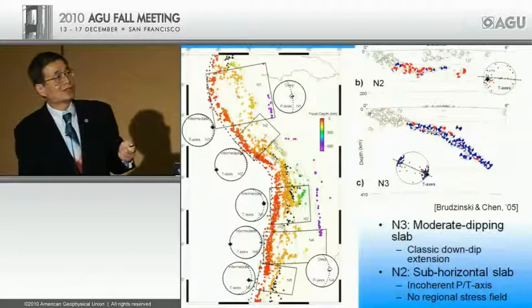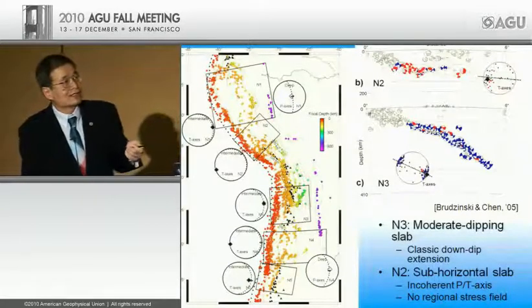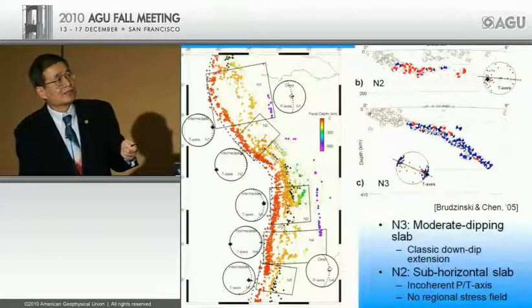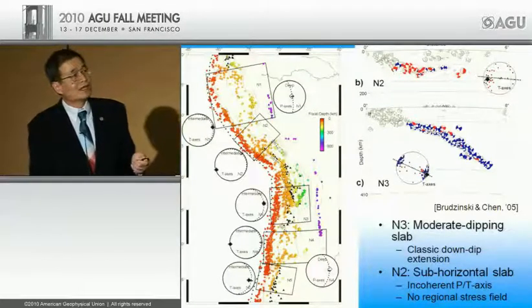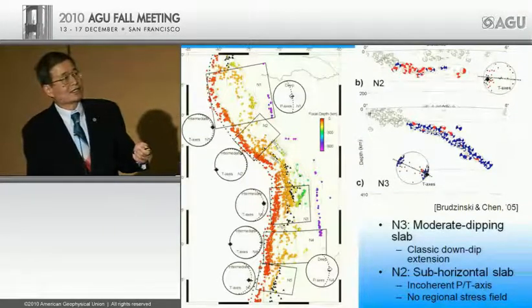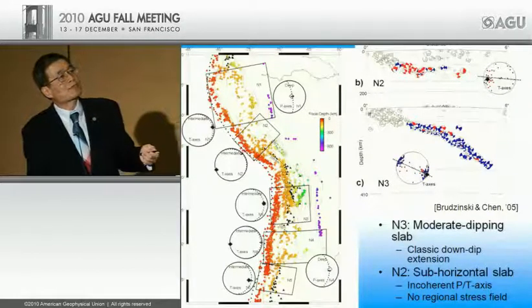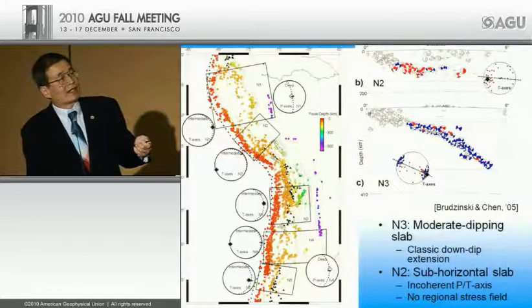Over here, I just showed 2 cross-sections, and 3 is this one over here. You see a modest dip of the Wadati-Benioff zone, and the conventional plotting here is the same as what I showed earlier for Tonga-Fiji. Okay, so you can see the T-axis, axis of maximum extension, line up very, very nicely along the dip of the slab. The red ones are the exceptions. There are a few exceptions, but by and large, we have a very close concentration over here. So this is a classic down dip extension pattern.